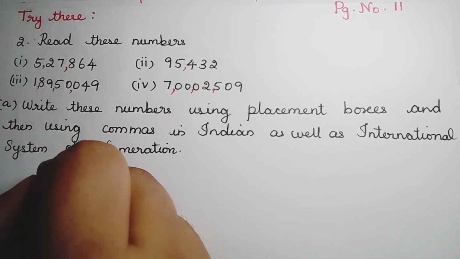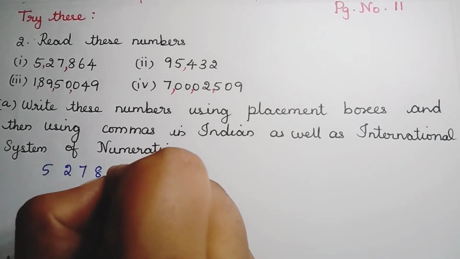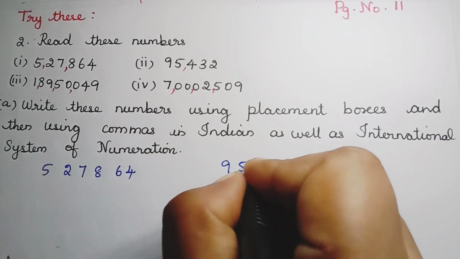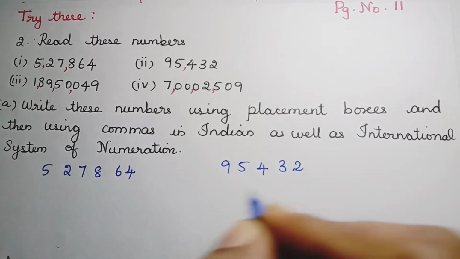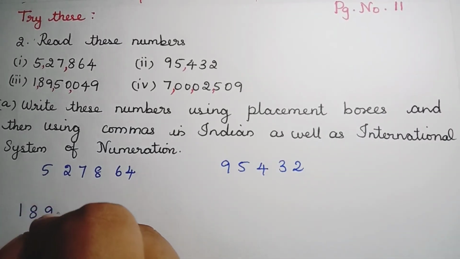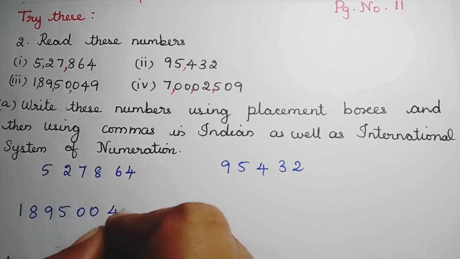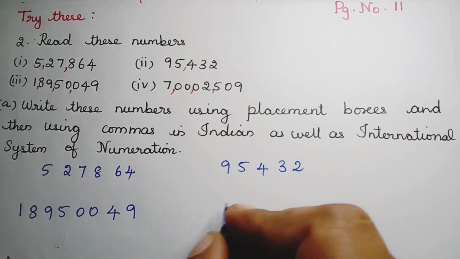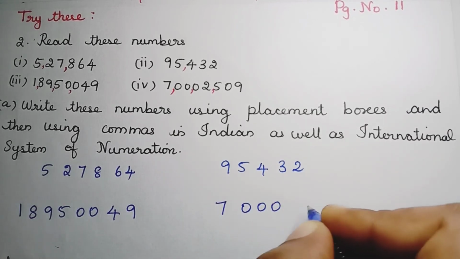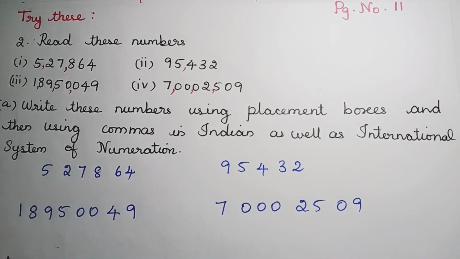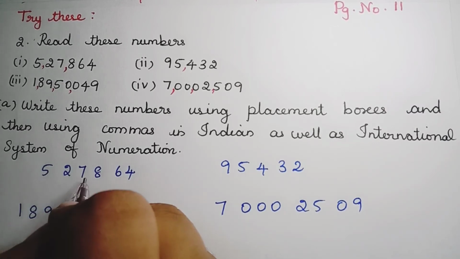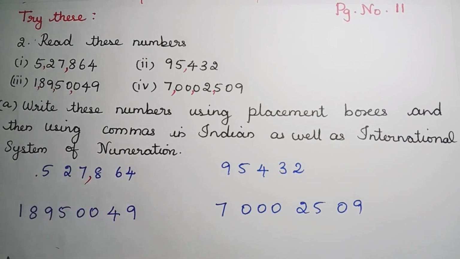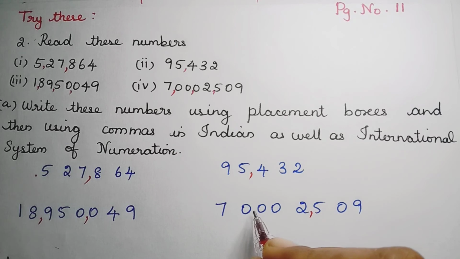So the first question is 527,864. Second question is 95432. Third one 18950049. Next one is 7002509. Okay, so for international system, you have to put commas after 3 digits. So here 3 digits. So next will be here. So here also 3 digits. 3 digits. 3, 3, 1, 2, 3.